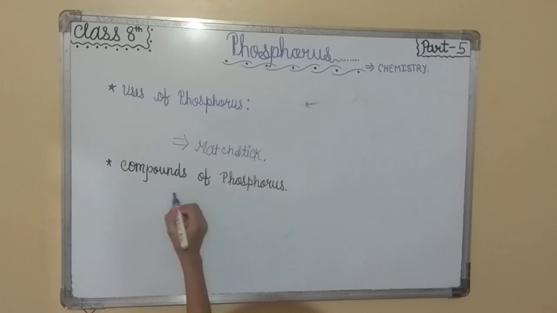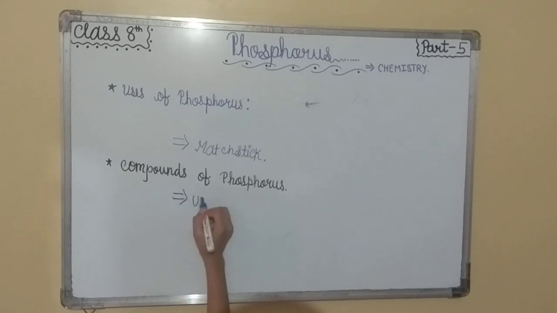Now the uses. First, it is used as a drying agent since it has great affinity to water. Second, it is used in the preparation of phosphoric acid: P2O5 plus 3H2O gives 2H3PO4.